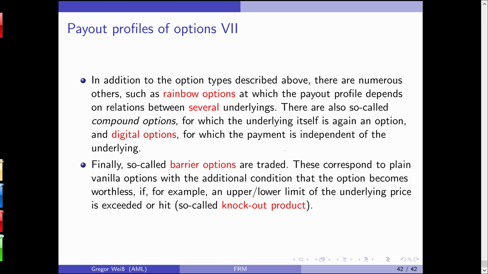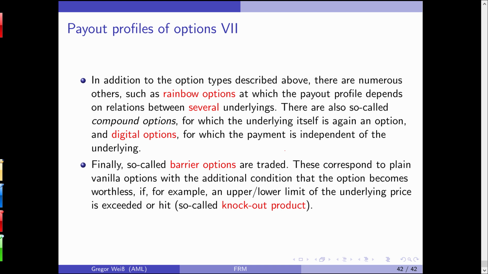You also have compound options for which the underlying is itself an option. You have digital options for which the payment is independent of the underlying. For example, you could simply say, if this is the strike, stock price is above, €1, if it's below, 0. So this would be a digital option. It only pays €1 regardless of how large this difference is. If the stock price is higher and you buy a digital option, you get €1. In this case, the option would be much, much cheaper than a plain vanilla option, than a European call option.